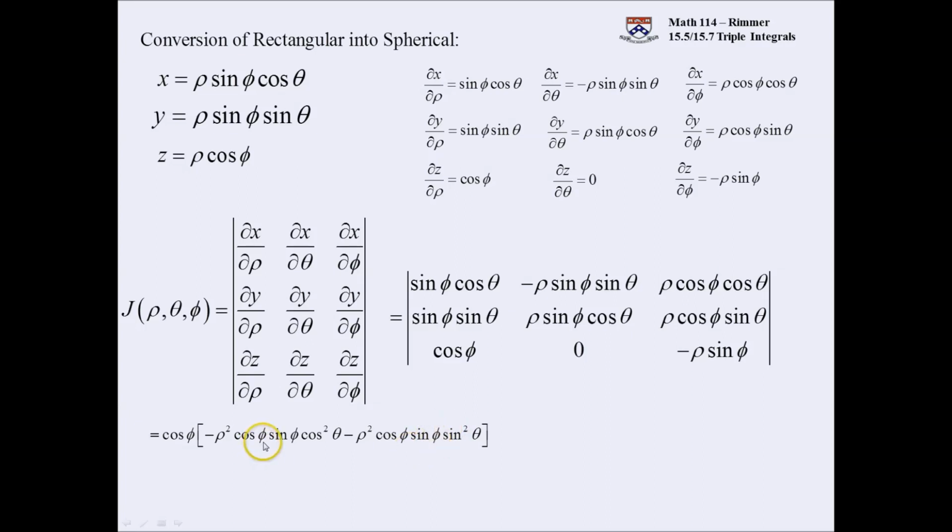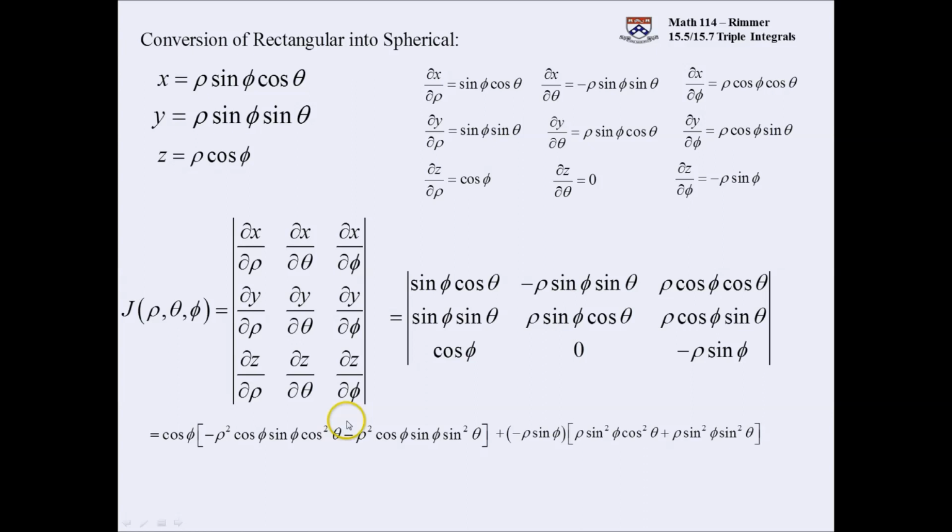Now, we have 0 times the middle subdeterminant, and then we have minus rho sine phi times this subdeterminant, which is rho sine squared phi cosine squared theta plus rho sine squared phi sine squared theta. So there's a lot going on here, but I think actually it's best if we rearrange these two terms.